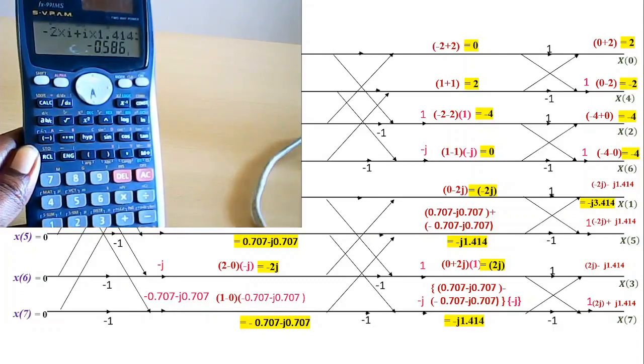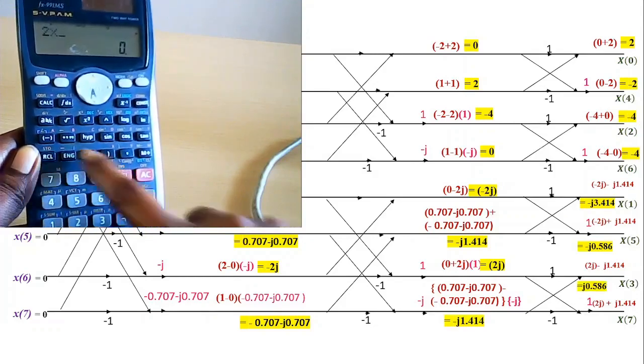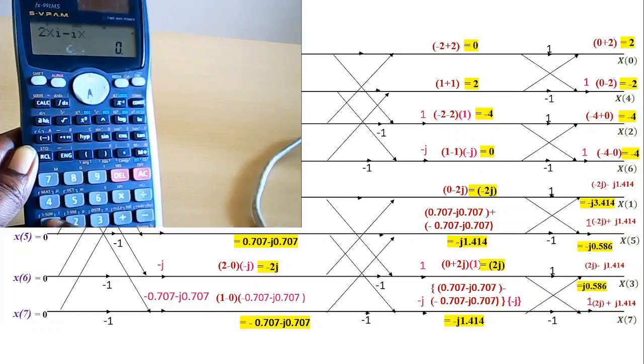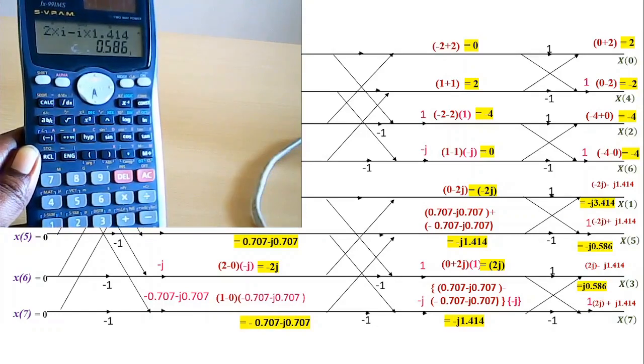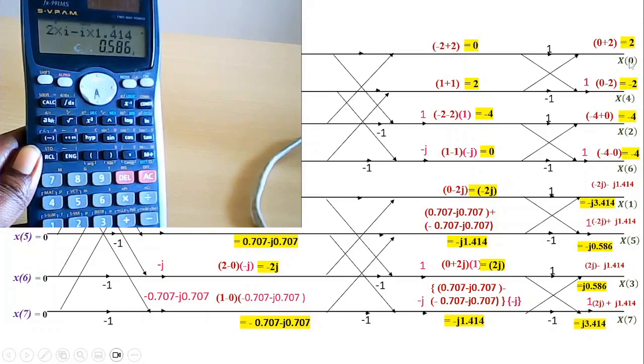So it's going to be minus 0.586j, and next is going to be 2 into j minus j into 1.414. So it's going to be 0.586j, and the next is going to be 2j plus j 1.414, which is going to be j 3.414. Here the values should be rewritten; you have to complete it by writing it in the normal order. Here it is a bit reverse order, write it in the normal order.